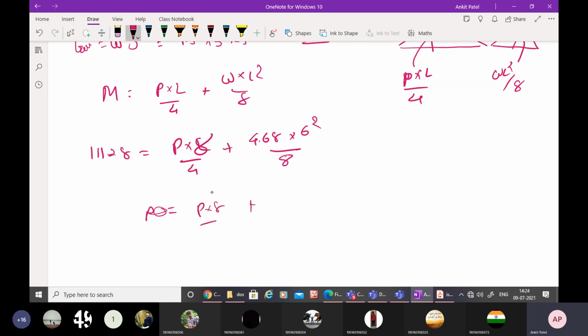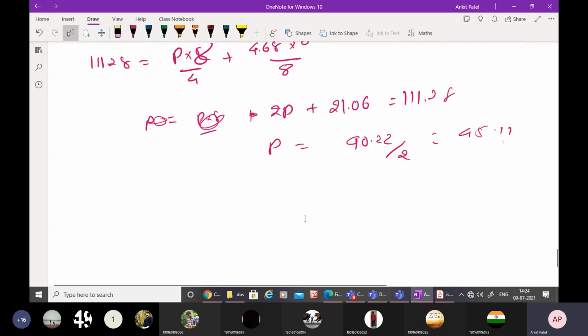So this is P into 8 by 4. So we can write down twice P plus 21.06, that is equals to 111.28. So what is the value of P? 111.28 minus 21.06, that is 90.22 divided by 2. So this answer is 45.11, but this is your factored, that's why you can find this one is your factored.